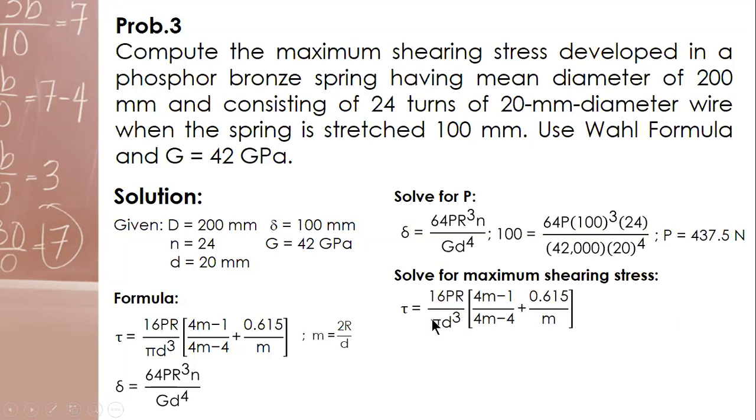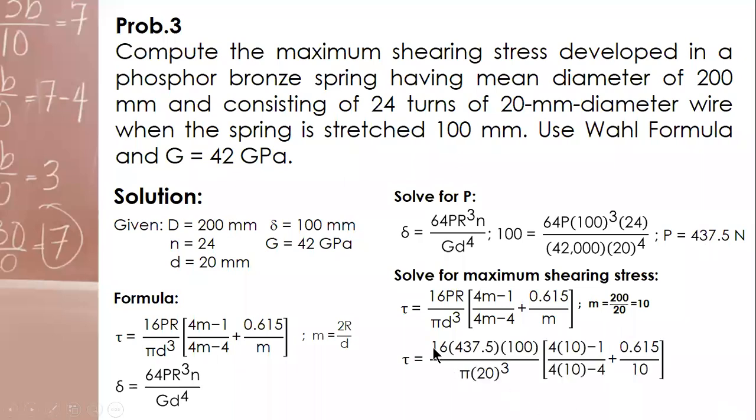Kana, sa nimo kuha ang m is 2r over d, or simply mean diameter, 200 over diameter of wire, that's equal to 10. So, substitute na nimo diya 10, diameter, mean radius, and then ang katong na solve na to na P. Okay, this one. And that's the maximum shearing stress. So, yun na, di ba?